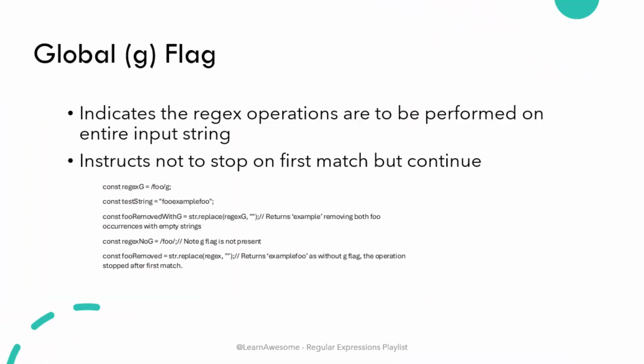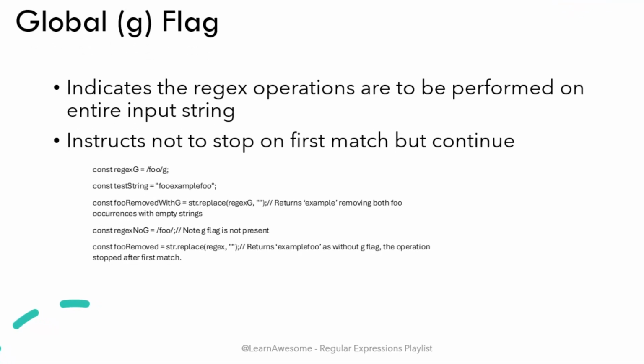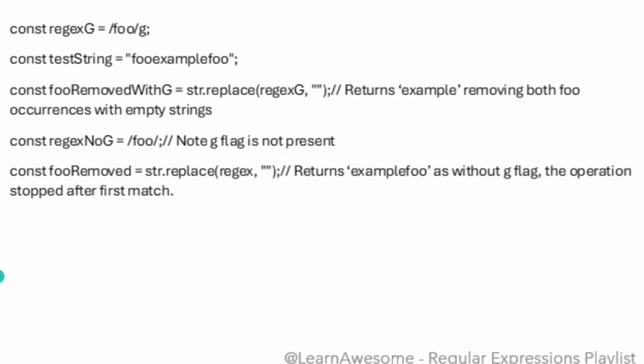So finally, we are ready to look at the flags themselves. So top of the list is the G flag, which is the global search flag. It indicates that all regex operations are to be performed on the entire input string. That is, not just stop on first match. Conversely, without the G flag, it will stop evaluating the string as soon as it finds the first match. As an example, a string replace operation with a regular expression would work differently with or without the G flag.